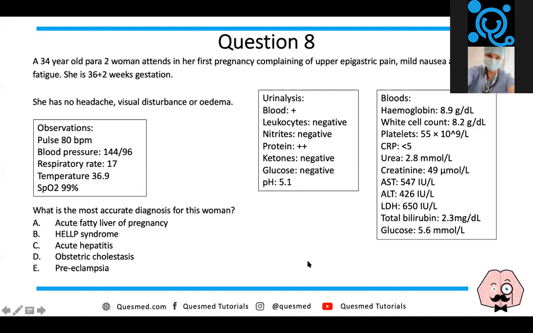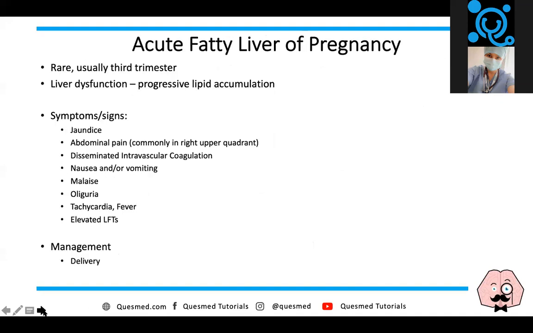Lovely, thank you again for participating in the poll. So most people are going with B, HELLP syndrome. So let's talk about some liver stuff. Let's start by chatting about the acute fatty liver of pregnancy.